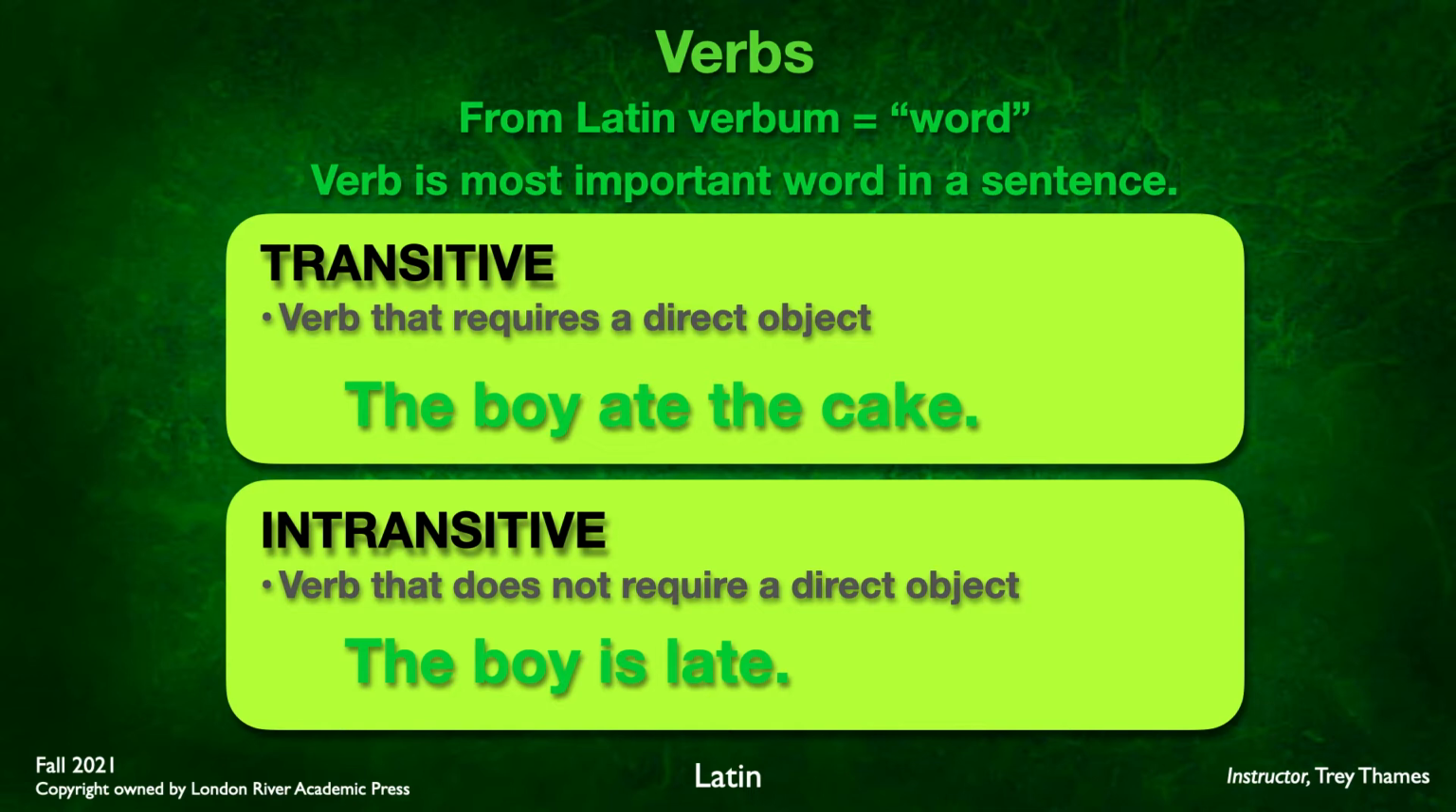Intransitive verbs do not have a direct object, and they are often linking verbs. As you can see in this example, the word is a linking verb, and it does not have a direct object. What it often takes is a predicate adjective or predicate nominative that is describing, it's an adjective or a noun, it's describing the subject. And in this case, late is describing the word boy. It's a predicate adjective. And thus there is no direct object with intransitive verbs.